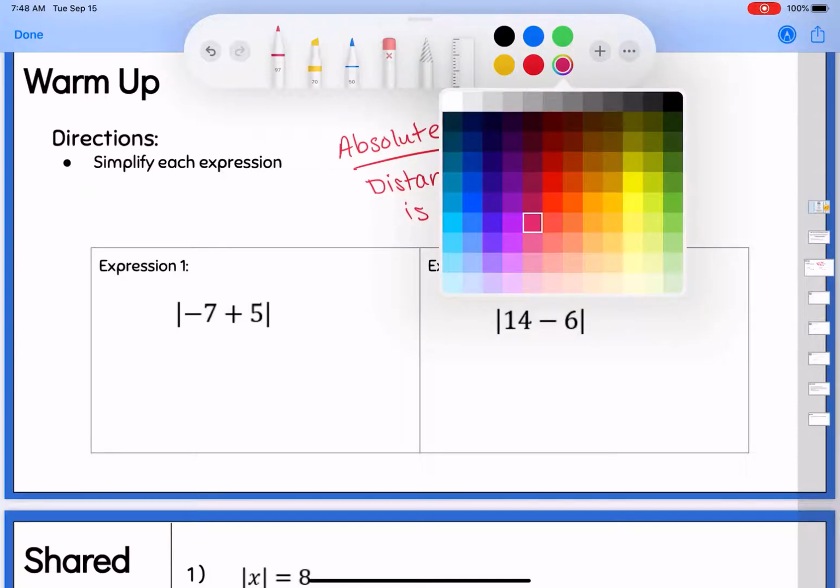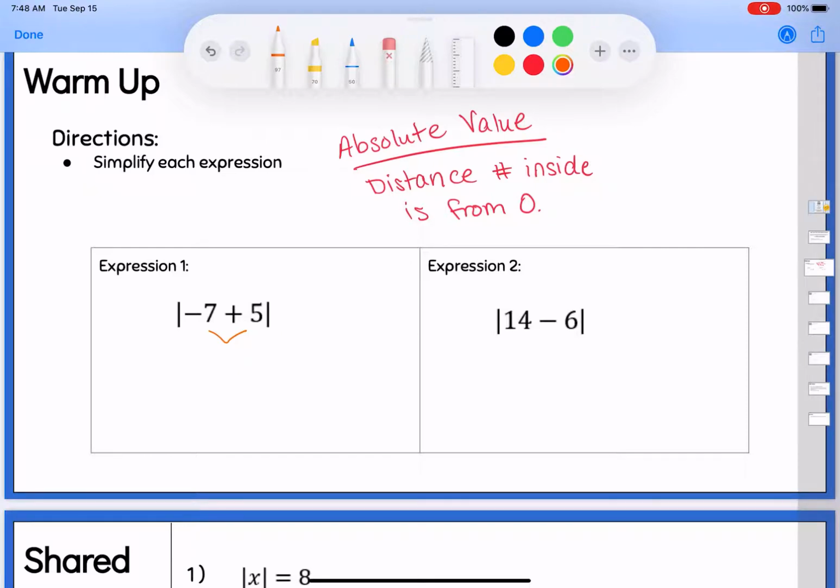So here, I would need to do what is negative 7 plus 5 before I can take that absolute value into account. Negative 7 plus 5 is negative 2. So this problem is really saying, what is the distance that negative 2 is away from zero? Distance can never be negative, which means that absolute value is going to turn that distance into a positive 2. So negative 2 is 2 units away from zero.